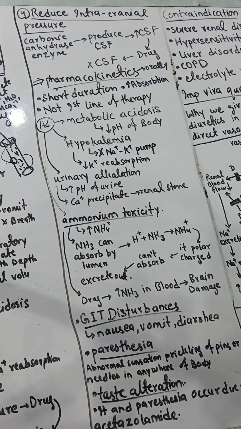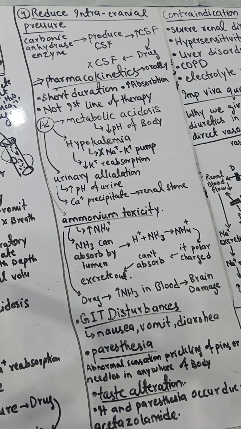As I explained, we give them orally. The first drug, acetazolamide, is given orally and its absorption is very good. But the other two drugs, dorzolamide and brinzolamide, are applied topically on your eye.